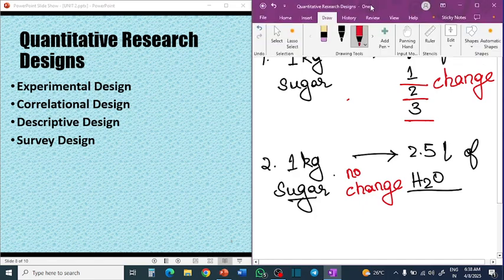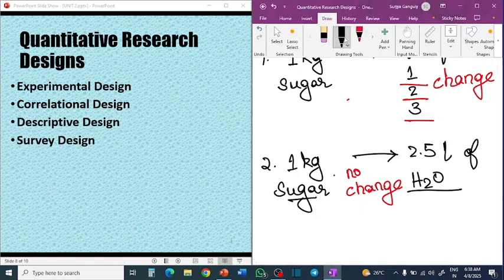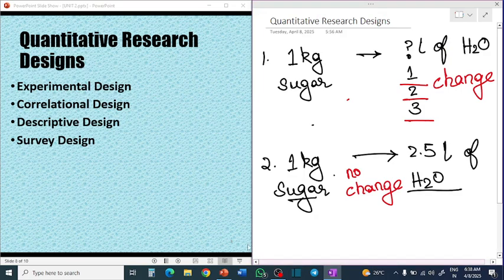Third one is descriptive design. Descriptive design, as the name suggests, we will describe the phenomenon. We will describe a particular phenomenon based on numbers or what can be counted. So that is known as descriptive design.